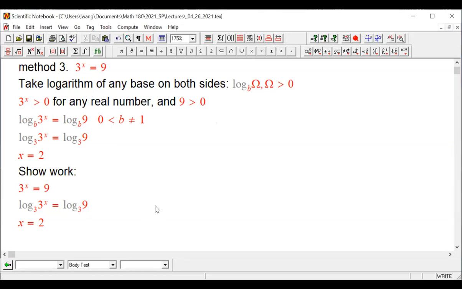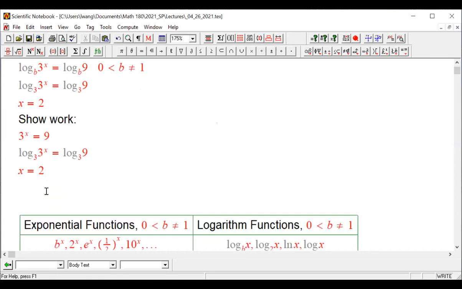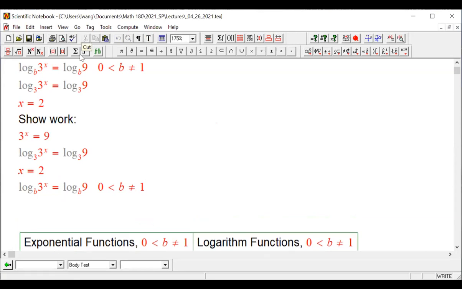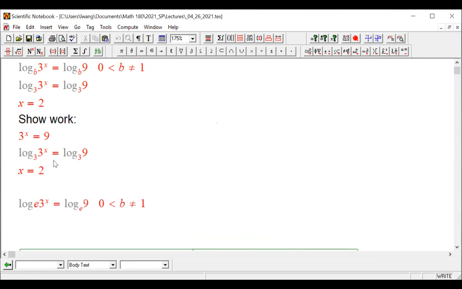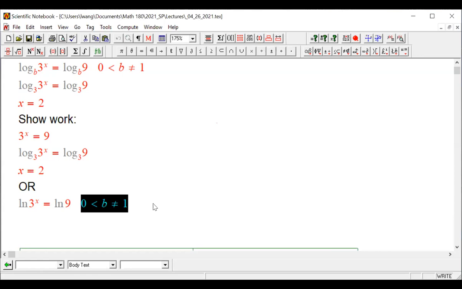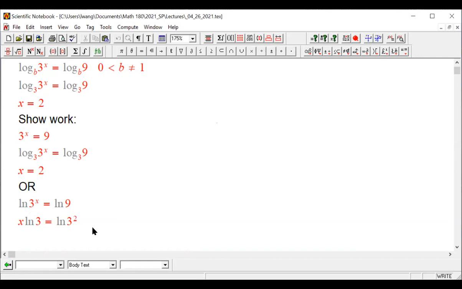Now, I just said that you can choose any base. I literally mean any base. So could I choose base natural log? Of course, could I choose base e? Hold on, I need to make some corrections. Base e. Of course, I can certainly take ln on both sides. And then I will get x times ln three equals ln nine. Nine is three squared, and ln three squared equals two times ln three.